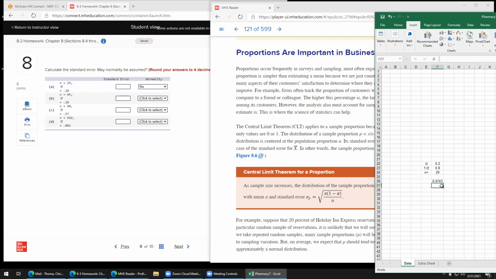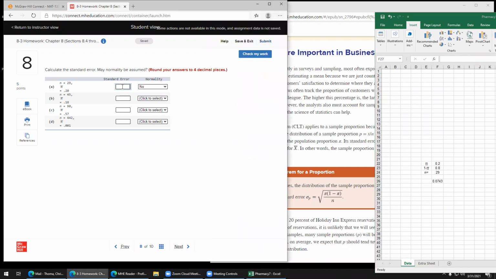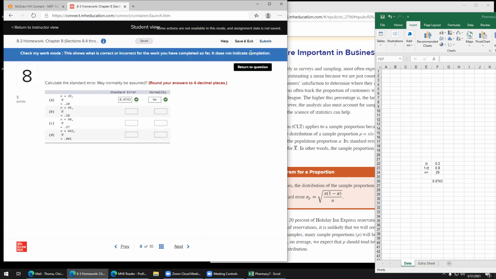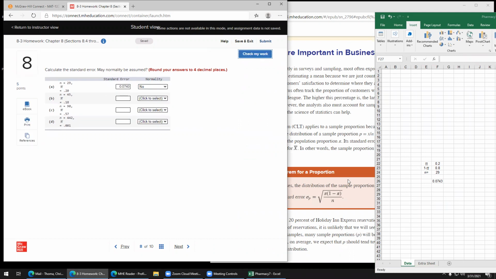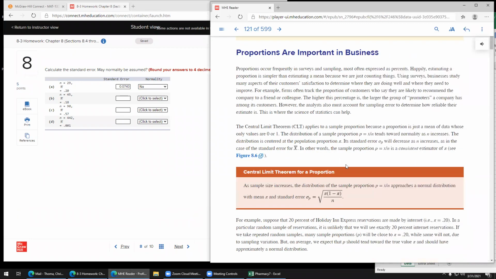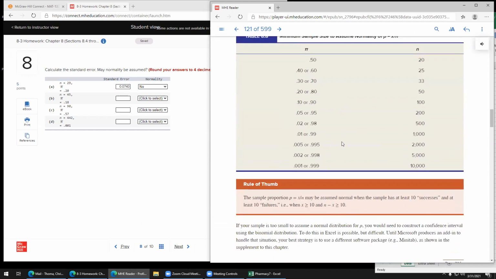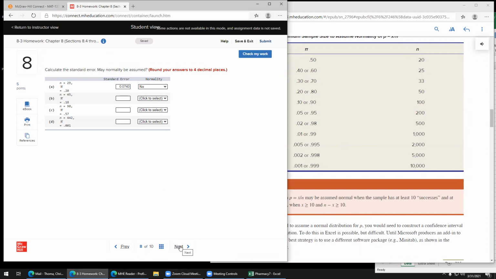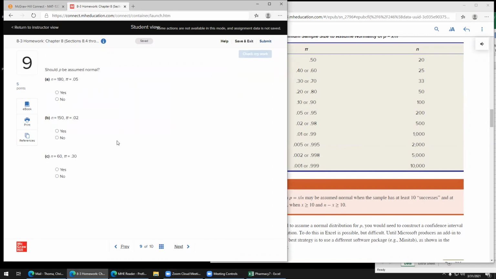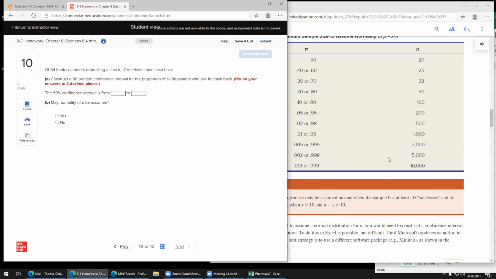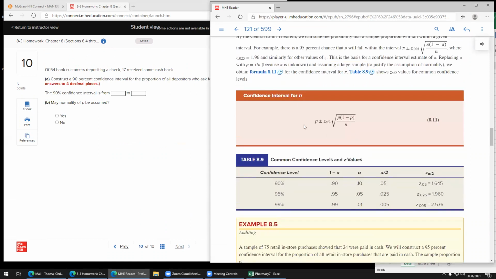And I get 0.0743. And that's good. So basically, again, go to your books, 8.6. There's a standard error formula, a nice little table that you can use, or you can just do the calculations yourself based on the rule of thumb. Number 9, again, is just using the table and asking, are these safe to call normal? And then our final question is doing the confidence interval formula, which is right here.